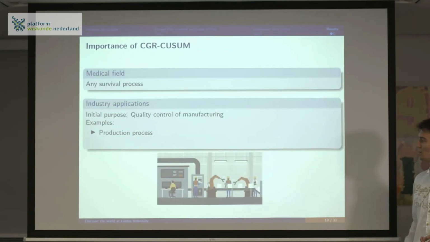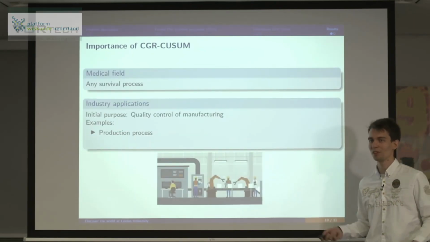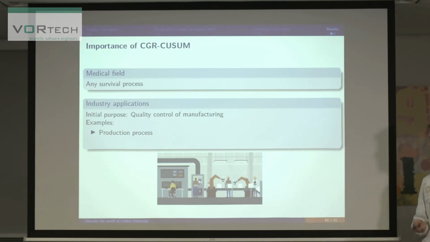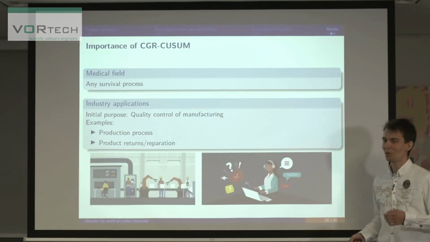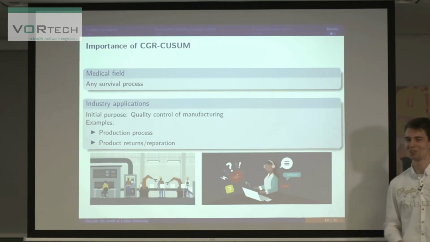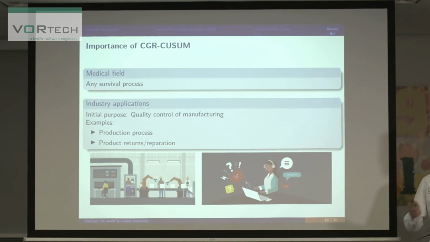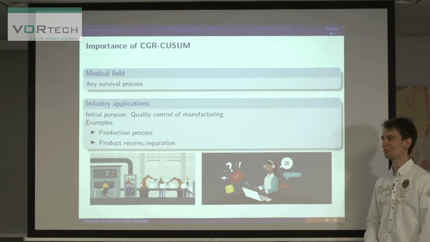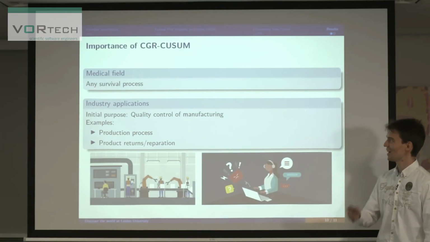For example, a production process, for example chips or something, if you want to inspect the quality of what you're producing. Or if you want to see whether your clients are unhappy with the products or services you're providing. So I hope I have convinced you to use the CGR QSIM for your quality inspection purposes, and thank you for your time.